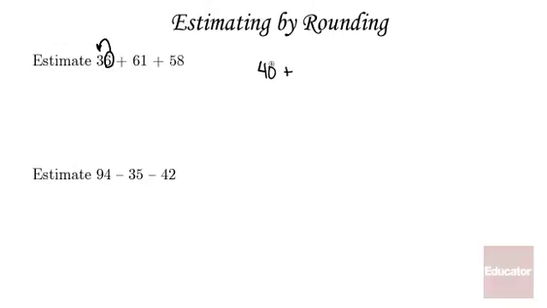And the next number, 61, notice that 1 is less than 5, so I will not estimate the number 6 up, but in fact keep it at 60. And then in this case, the 8 is 5 or larger, so the 5 is going to move up to 60. 40 plus 60 is one of those pairs. It creates an even 100, and then plus 60 is 160.